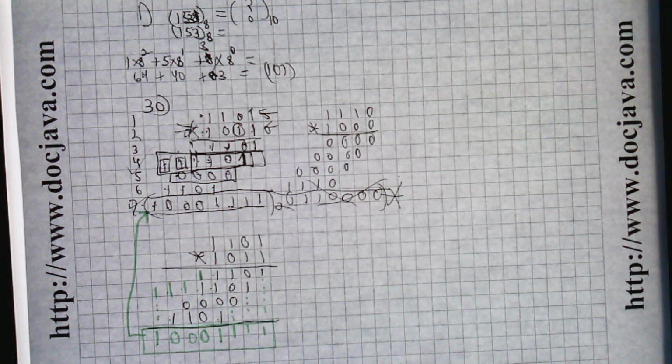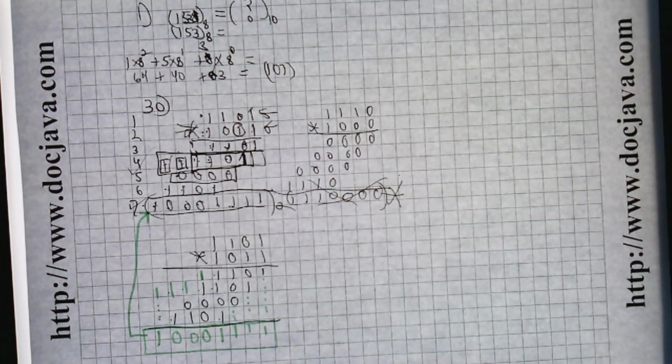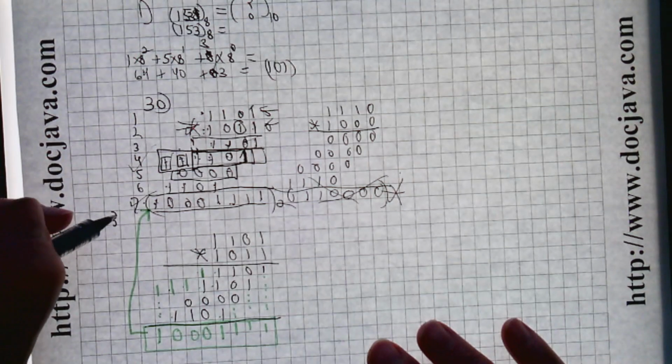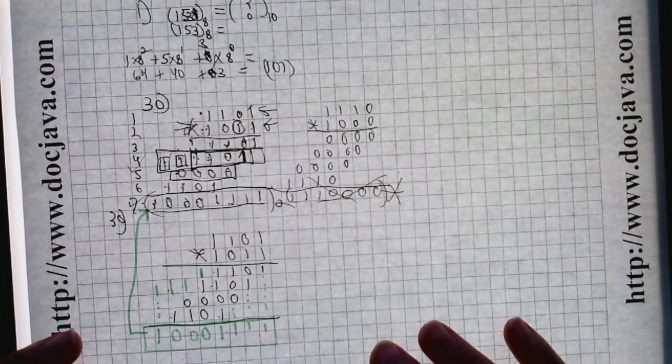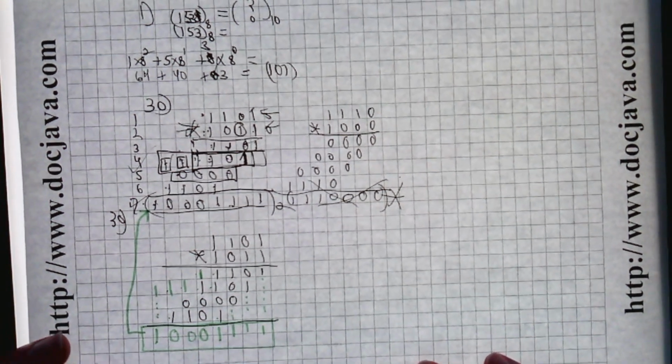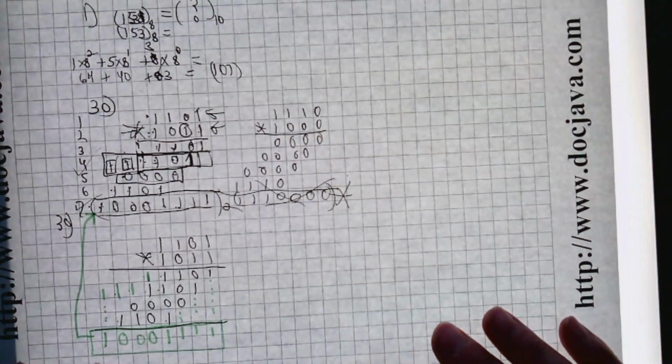And so that's how you do that kind of multiplication. And that is a correct answer for question 30. Any other questions about this midterm? I'm sure there are.